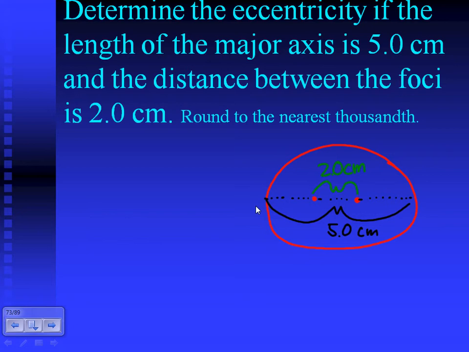So how do we set this up? Well, we always do it through the ESA format. So let's start with the E. Equation, ladies and gents. The equation for eccentricity. Eccentricity equals the difference between foci over the length of the major axis.